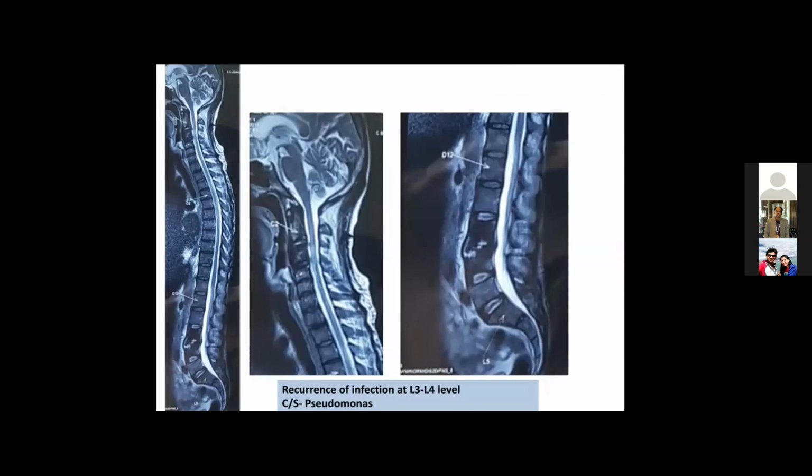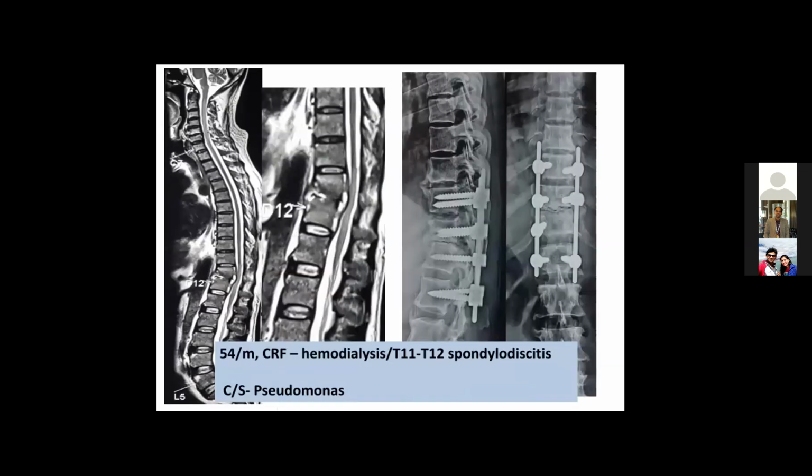Since there was no neurological compression or destruction of bone, we just did a CT aspiration of pus, and the organism grown was again the same Pseudomonas organism, sensitive to the same set of antibiotics. So we started him again on cephalosporin sulbactam, and the patient settled with 6 weeks of IV antibiotics followed by 6 weeks of oral antibiotics. It's again an interesting case.